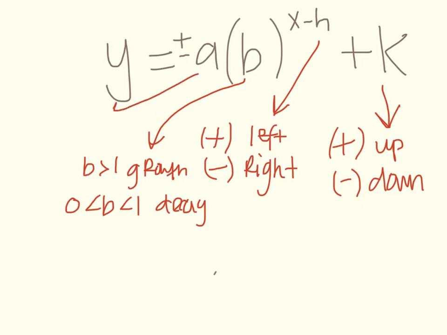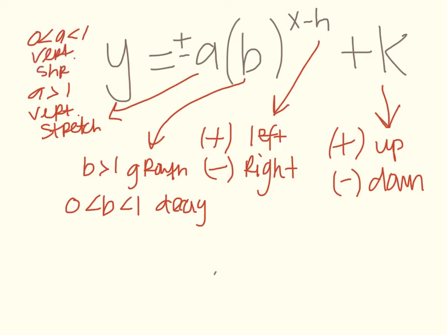A, just like in any other function, if A is greater than 1, you have a vertical stretch. If A is in between 0 and 1, you have a vertical shrink. If you have a negative out front, that means that you are going to reflect over the x-axis.